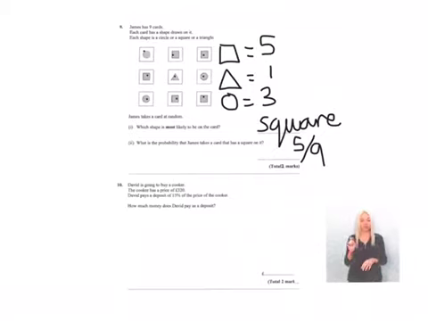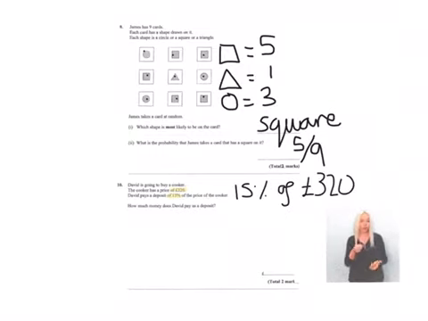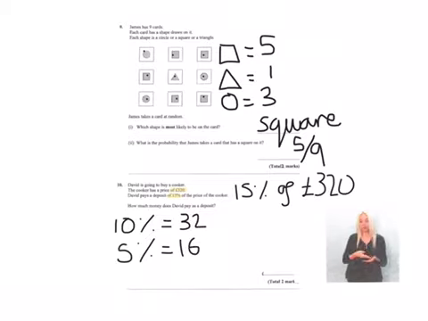So for question number 10, David is going to buy a cooker. The cooker has a price of £320 and he pays a 15% deposit. So what the question is asking us to do is find 15% of £320. There's a few ways you can do this. Easiest way is probably knowing what 10% is, which is 32. So 5% is half of that, which is 16. Then adding these together, 2 add 6 is 8, 3 add 1 is 4, to get £48.